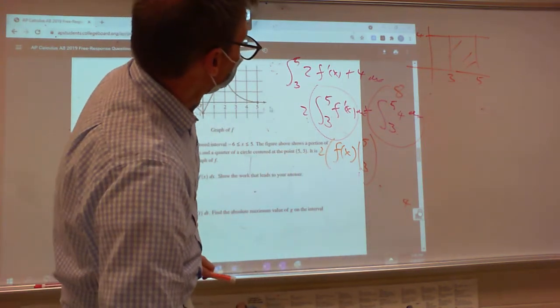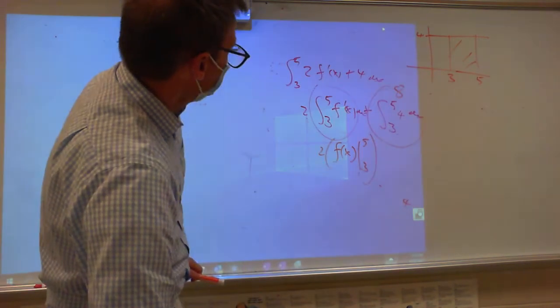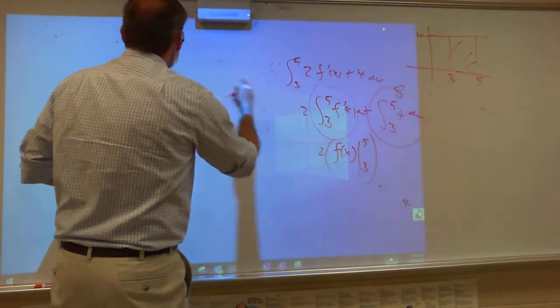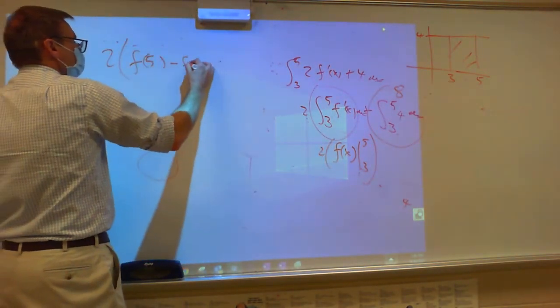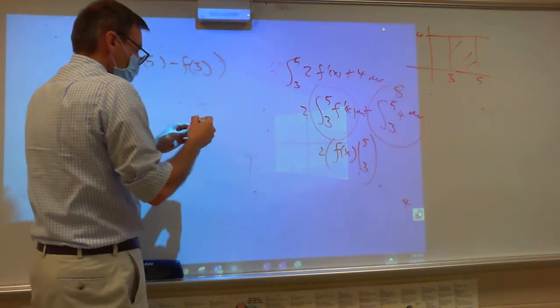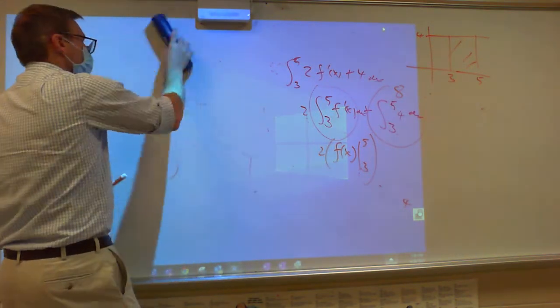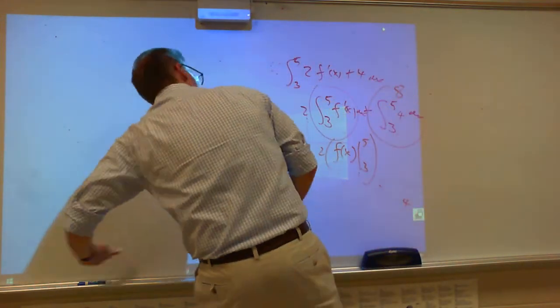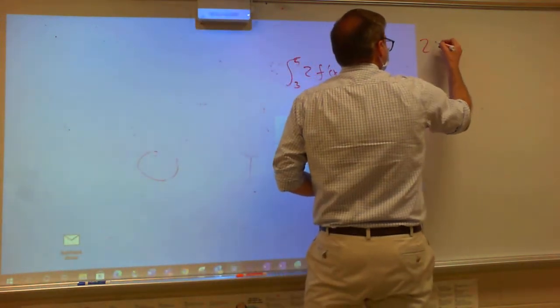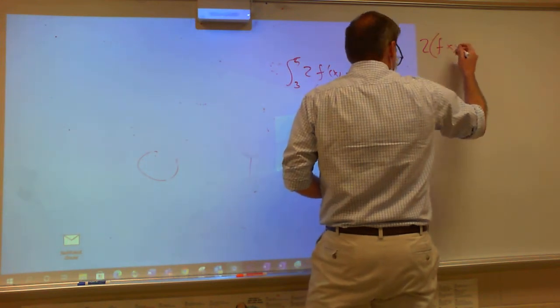And so now, here, I just need the board. I hate having limited space. This is going to be 2 times f(5) minus f(3). Actually, let me put it over here. So 2 times f(5).